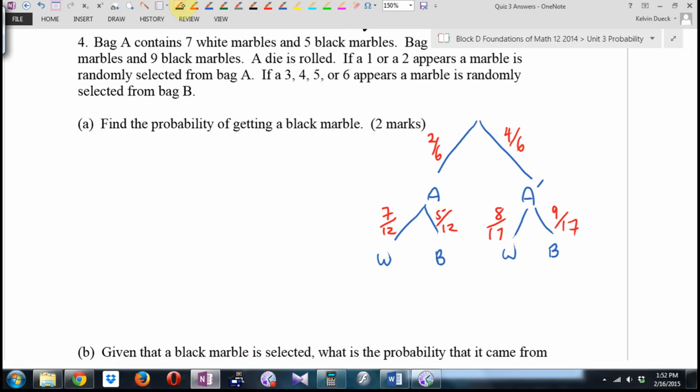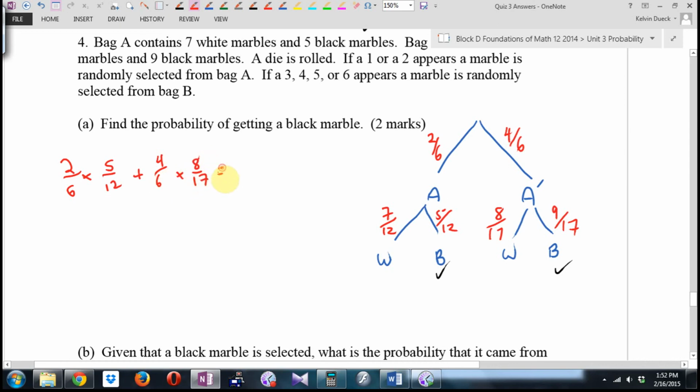Okay? If I start on the left, is the first branch black marble? No. Second branch? Yep. Third? Nope. Fourth? Yeah. Oh, multiply down, add across. It's going to be 2 out of 6 and 5 out of 12 or 4 out of 6 and 8 out of 17.